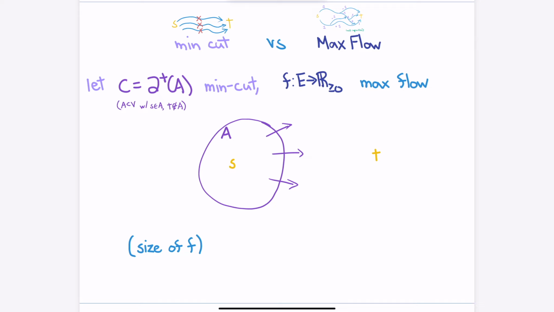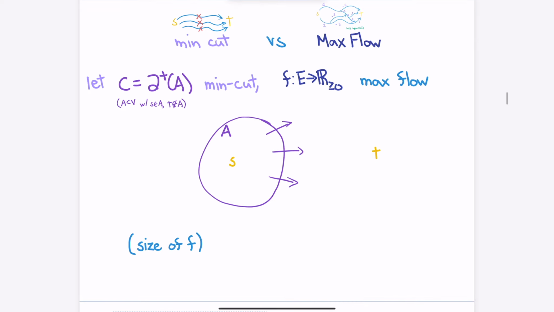All right, now I want to try to relate the minimum ST cut to the maximum flow. So let's say I have S and T, and I have my set of vertices A. And let's look at the edges that leave A. Right, that's some ST cut. So the amount of flow that I can possibly send out of this set A, it can only use these edges.